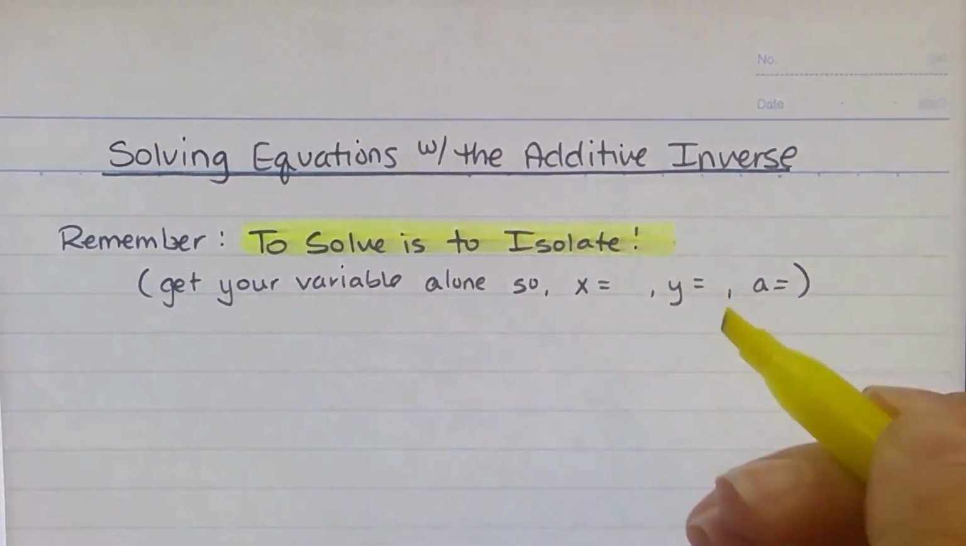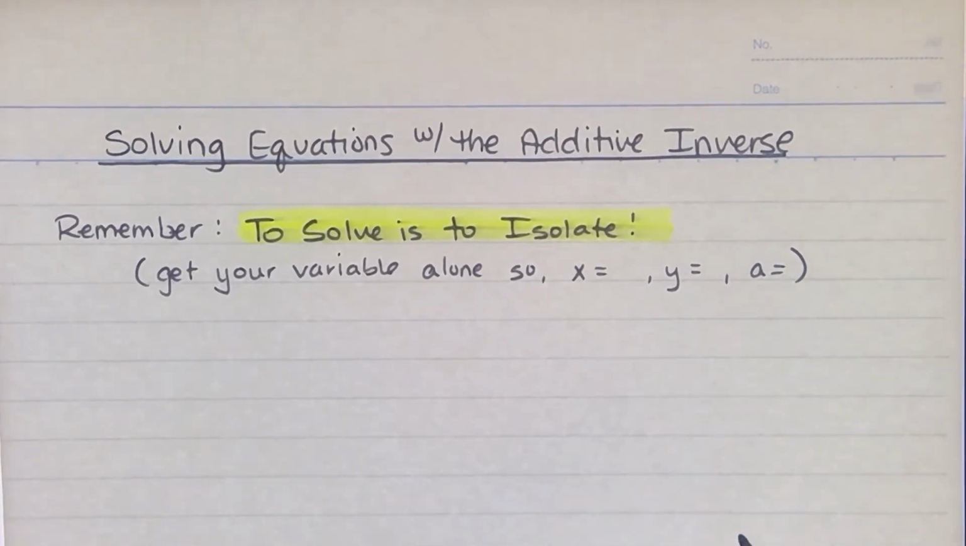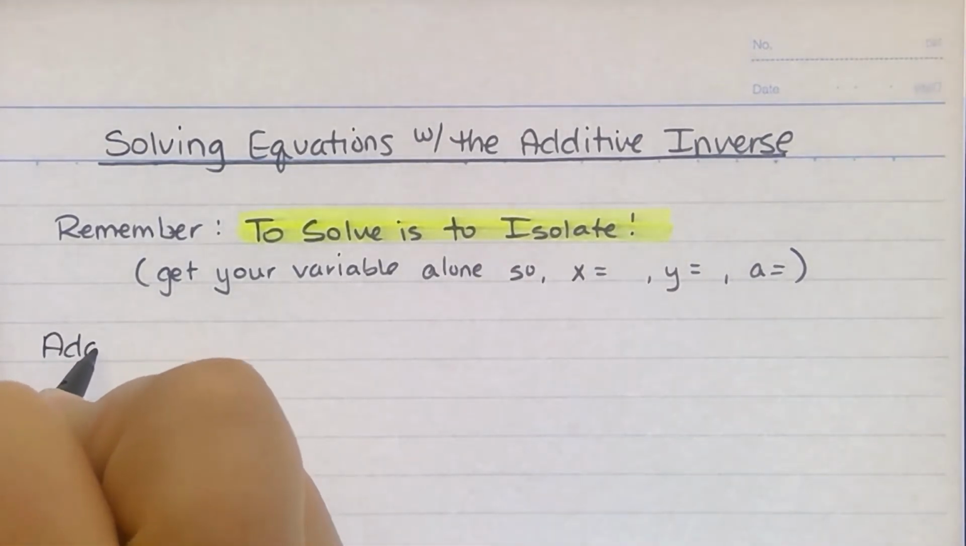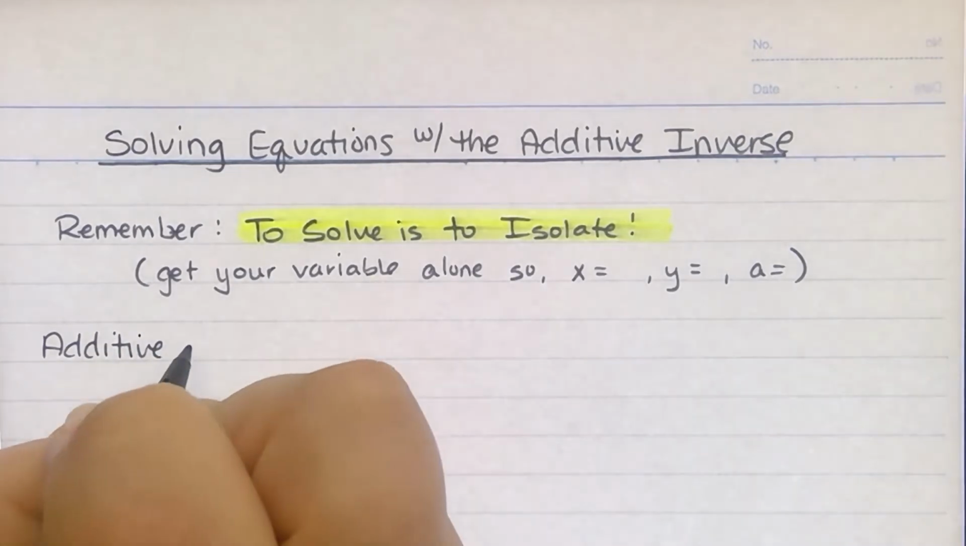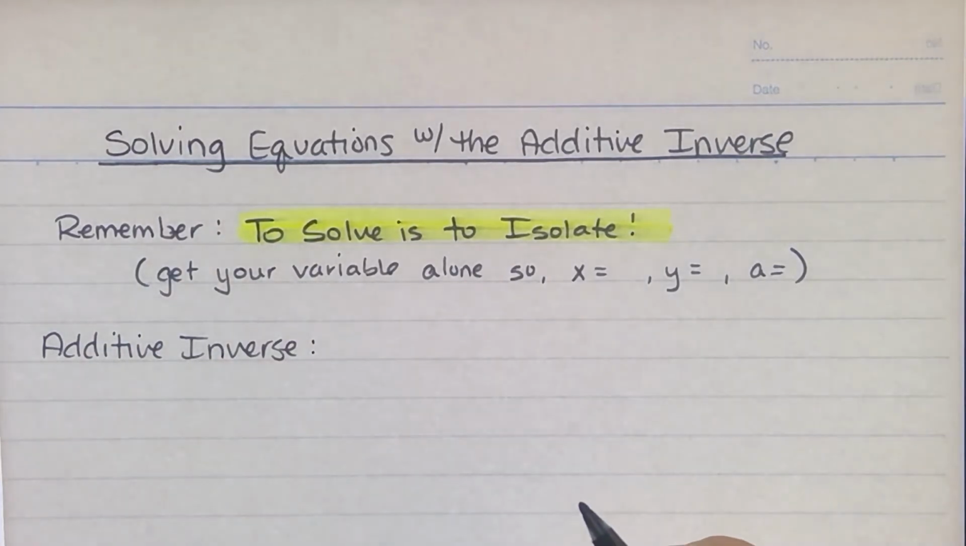Highlight "to solve is to isolate" because it's the most important part. It is so important in all of algebra that solving is isolating. Because sometimes you solve for a value, like x is 7, and sometimes you solve for an expression, like x is b plus c. So solving is to isolate. Isolate, isolate, isolate.